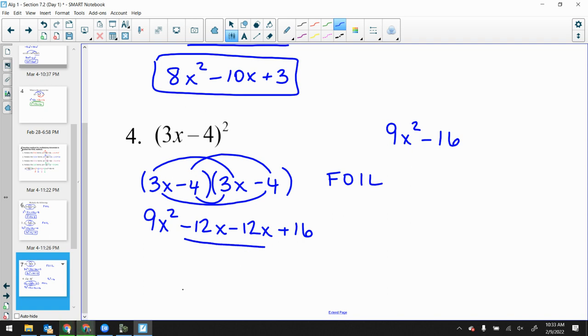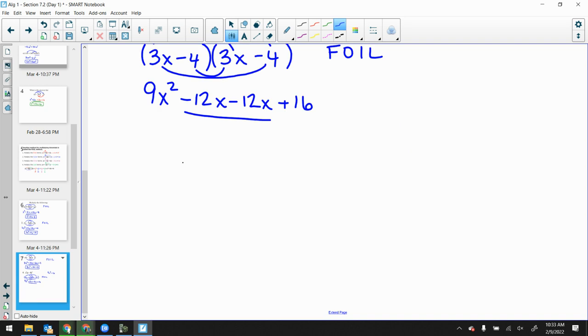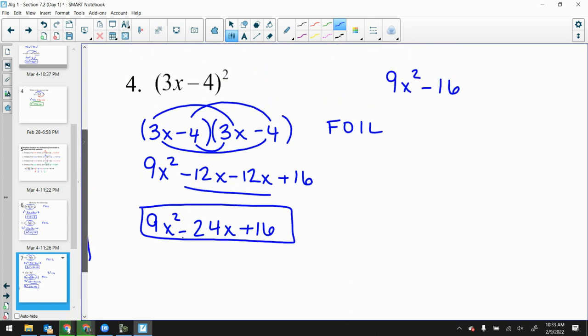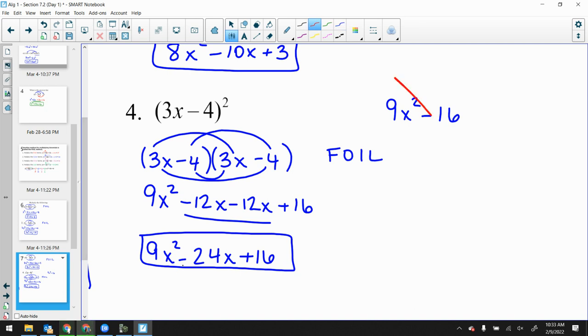What happens on the inside, though? Do those cancel? Yeah. No. Negative 12 and negative 12 make negative 24. So this actually becomes 9x squared minus 24x plus 16. So, was I even close? No. I wish it were that easy. But that is a very common misconception, to just write it as 9x squared 16, done.